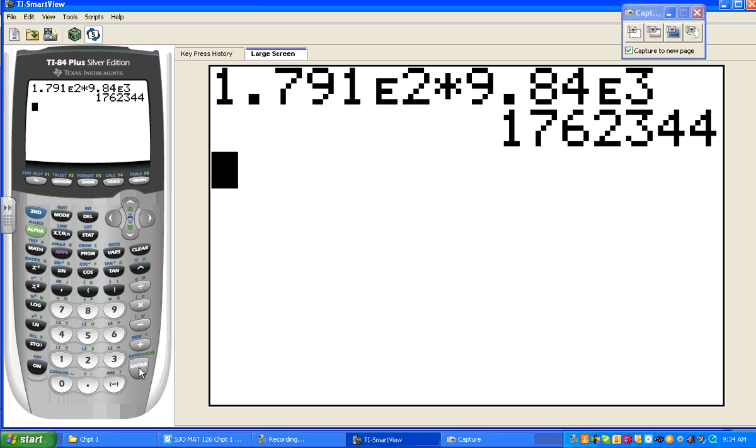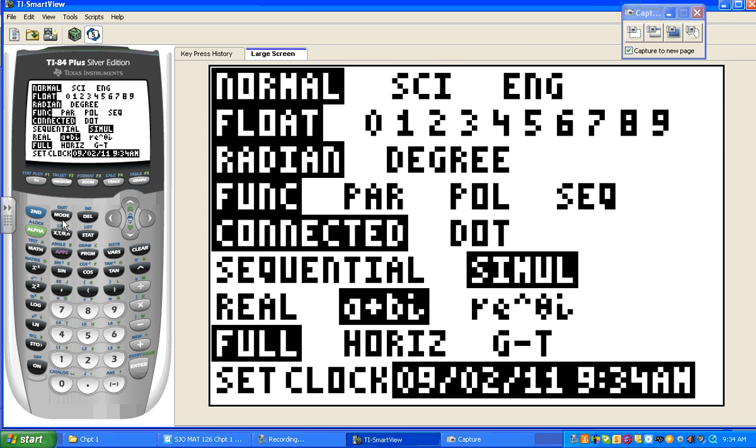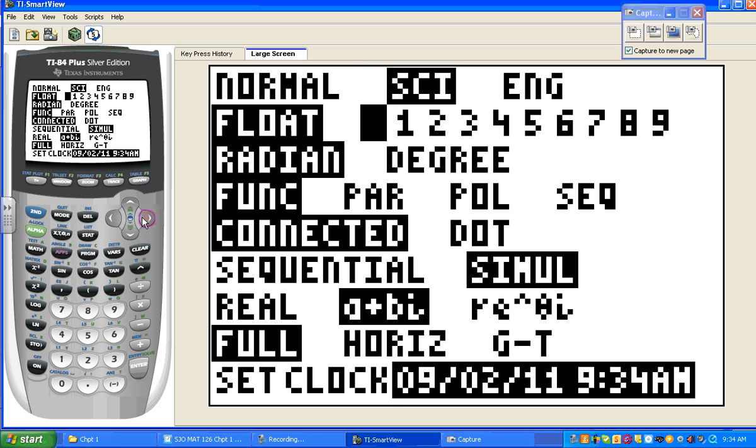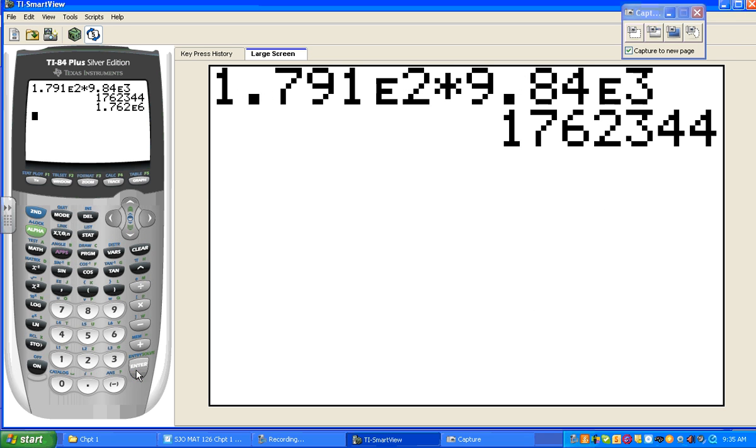The E came from above the comma. There's two E's there. And if you want to go to mode, you can change it to scientific notation, and you can change the number of digits or decimals. You can go 1, 2, 3, and watch what happens when I hit enter. It gives it to me in scientific notation, 1.762 E to the 6. Okay. So you can do it in scientific notation also.